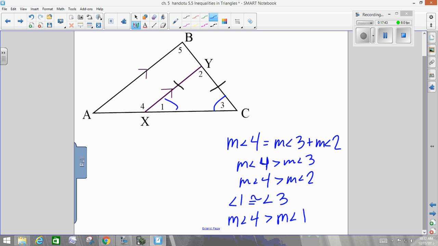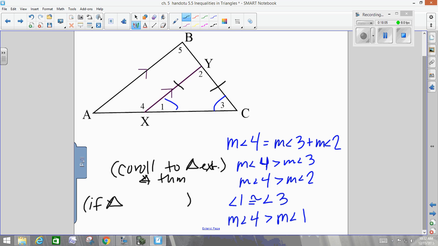Here is your reasoning to this. I'm going to put it on the other side. This is the corollary to triangle exterior angle theorem. It's the one at the front, first one. Angle 1 is congruent to angle 3 because if two sides of a triangle are congruent, and the angles opposite of them are congruent, that's the isosceles triangle theorem. And then we used substitution at the end.